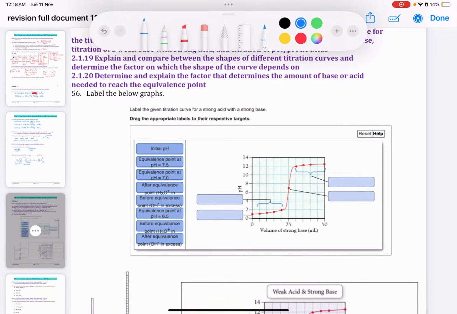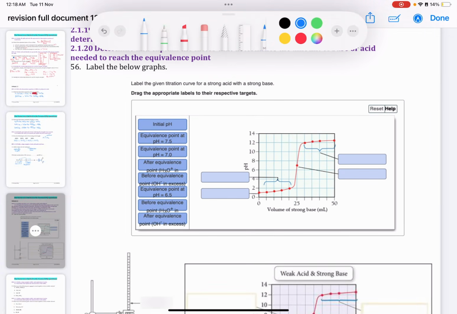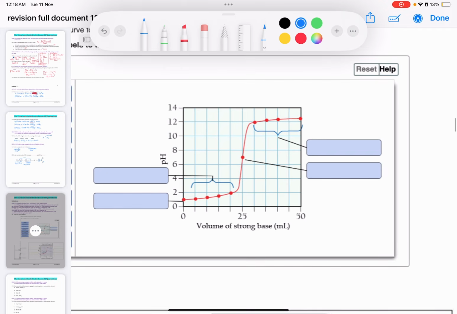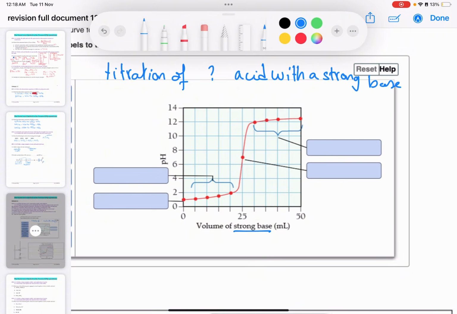Reaching the topic 2. Label the given graph. So, any curve given to you, you have to check from where it is starting. This curve, it's starting from below. So this is the titration of an acid with a strong base. Now I left a space.